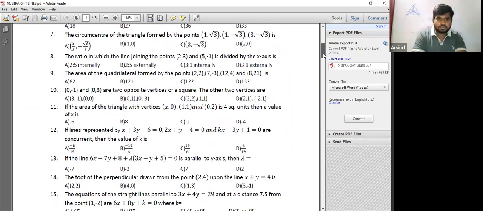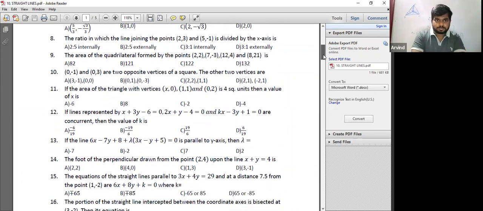Same type as the 7th one. You have to check whether it is a right angle triangle. If it is a right angle triangle, then find the midpoint of the hypotenuse. That will give you the circumcenter. So the 7th one is the same as the third one, so I'm going to skip it. And this is a very, very easy one.